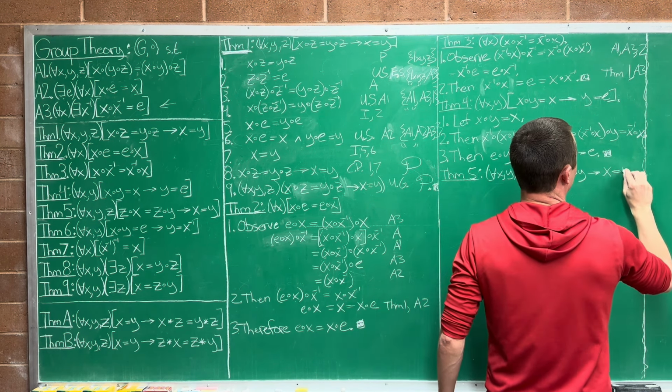So then 4, z inverse circle z, circle x is equal to z inverse circle z, circle y. By what one is that? A3 tells me I can move the parentheses around. From there to there, just move the parentheses around. Now what does z inverse circle z equal?